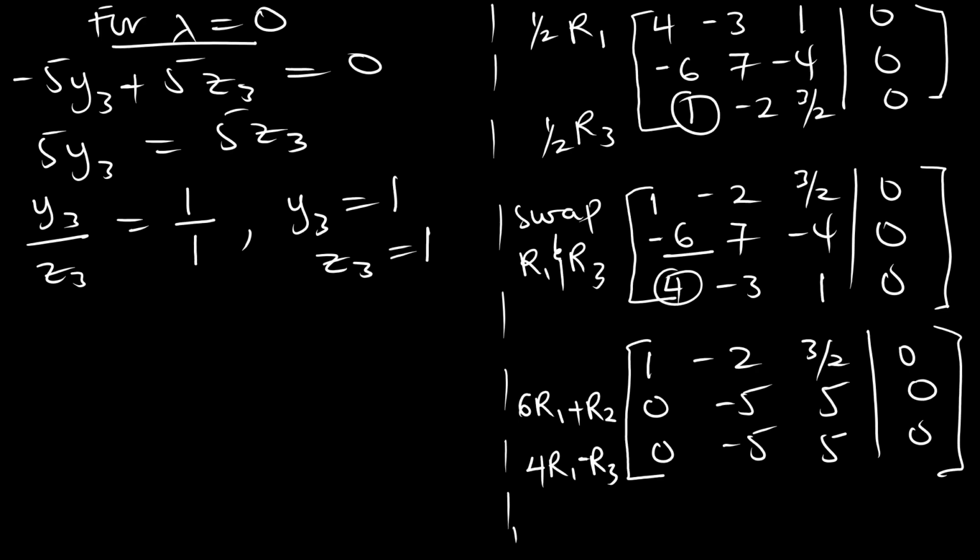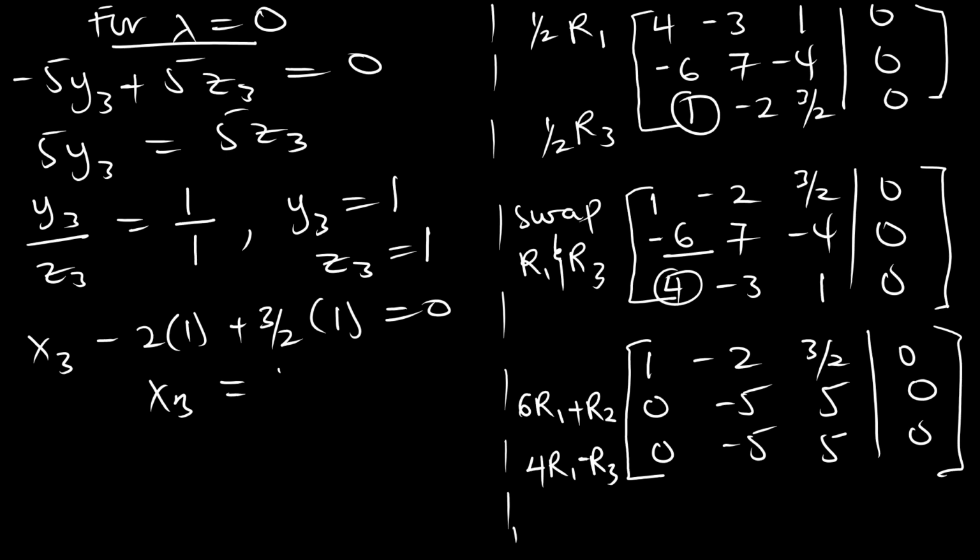And from row 1, the expression is x3 minus 2 by 2 times 1, plus 3 on 2 times 1 equal to 0. Therefore, x3 is equal to half. Therefore, for lambda equal to 0, its corresponding eigenvector x3, y3, z3 is half, 1, 1.